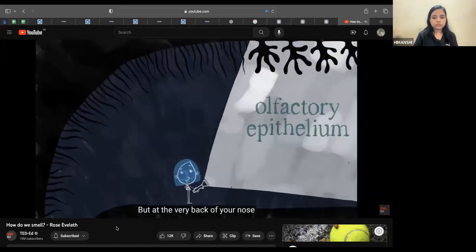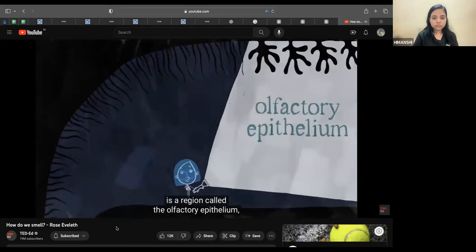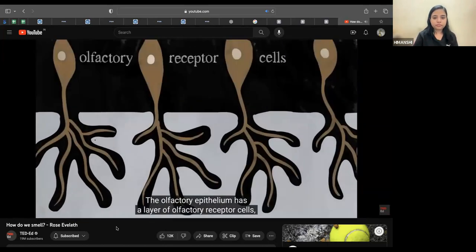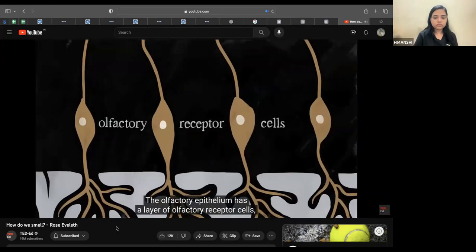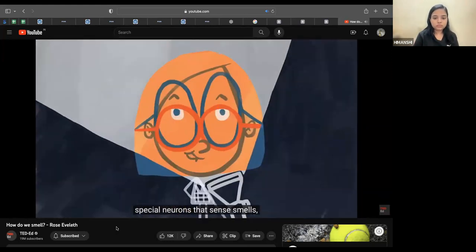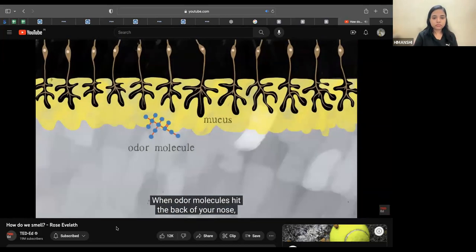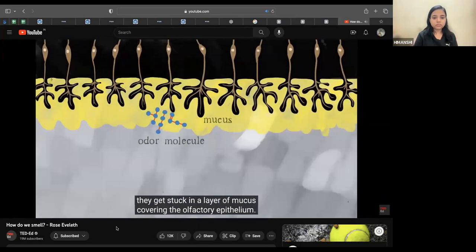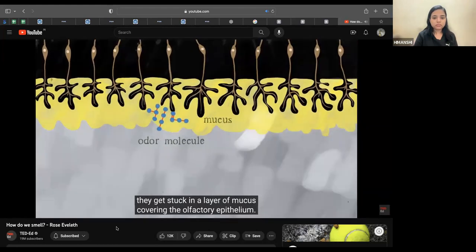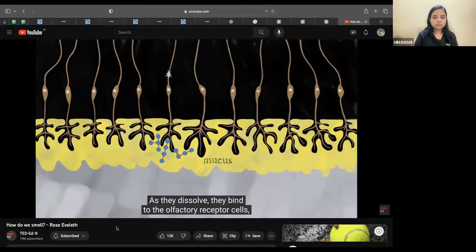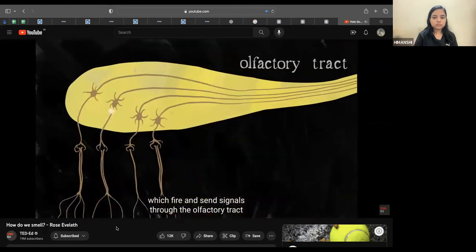But at the very back of your nose is a region called the olfactory epithelium, a little patch of skin that's key to everything you smell. The olfactory epithelium has a layer of olfactory receptor cells, special neurons that sense smells, like the taste buds of your nose. When odor molecules hit the back of your nose, they get stuck in a layer of mucus covering the olfactory epithelium. As they dissolve, they bind to the olfactory receptor cells, which fire and send signals through the olfactory tract up to your brain.